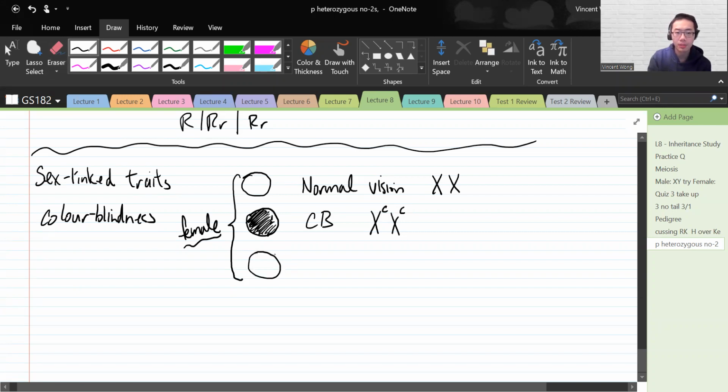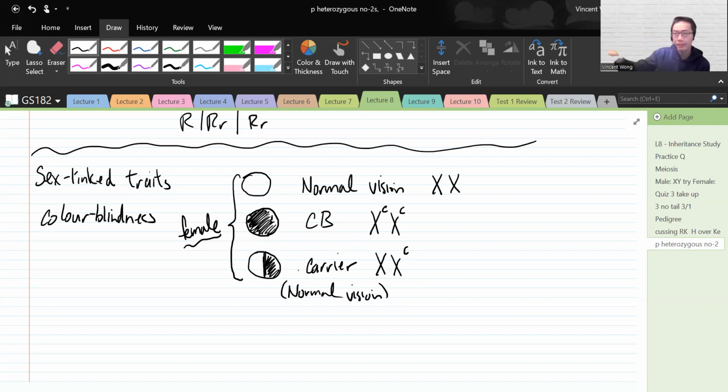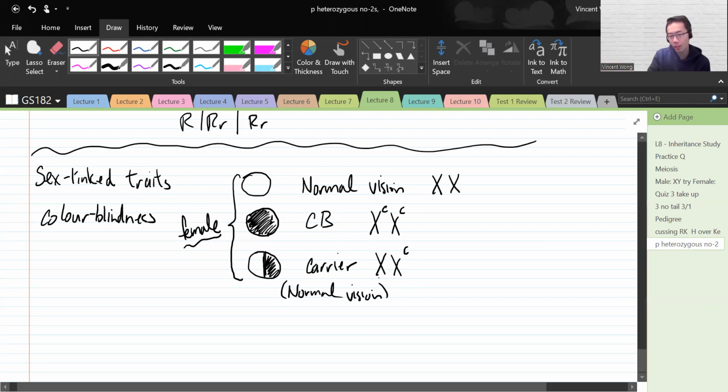It's also possible for a woman to be a carrier. So XXC, she has one normal X chromosome and then she has a colorblind X chromosome. She's not going to be colorblind. Okay, she's going to have normal vision, but she's a carrier. You wouldn't know if someone is a carrier unless you look at their kids, and even so, you might not be able to figure it out. Carriers don't manifest the gene, right? They just carry it.